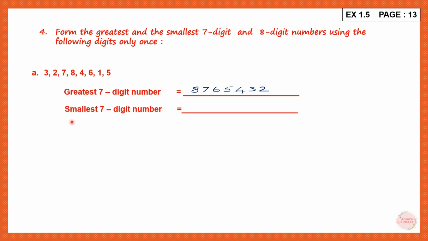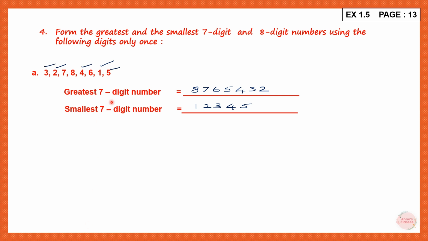Now we have to form the smallest 7-digit number. So look at all these digits. Pick out the smallest one, which is 1 here. 1 is the smallest one. So let's write 1 and then look for the next number, that will be 2. Now we're going from small to big. Okay, so we started with 1, then 2, 3, 4, 5. So let's write that. So that is 2, 3, 4, 5. So 2, 3, 4 and 5 we finished.